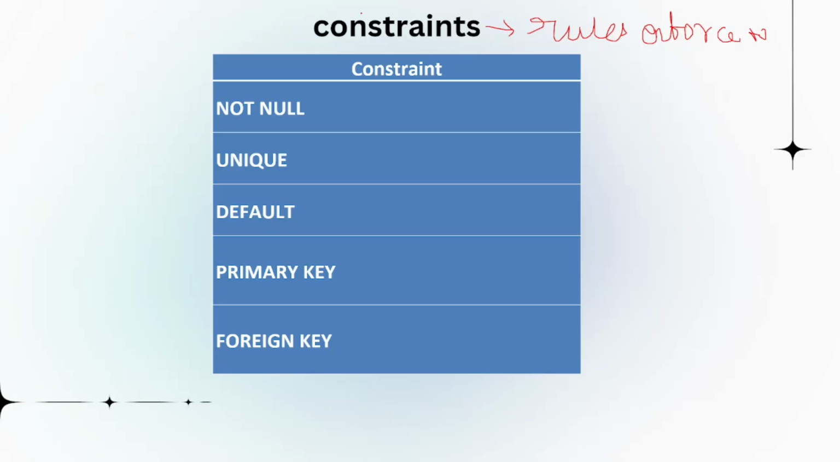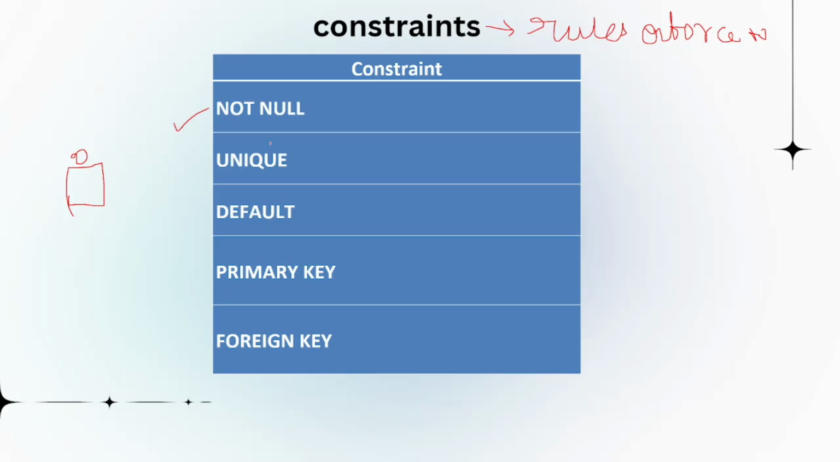So what are the rules you can give? The first one is not null, which means if you have a table, the particular column should not have a null value. For example, if you are preparing a student database, you may not know some of the email IDs.